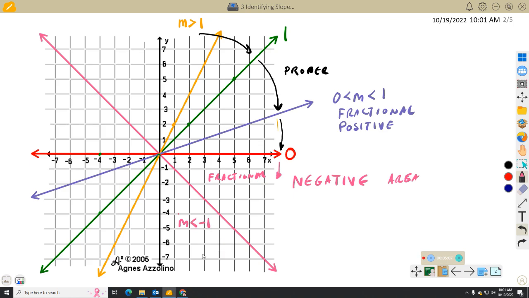Okay, so I just want you to be able to kind of look at some graphs real quick and see whether or not you can identify them as being slopes greater than 1, or if they're fractions between 0 and 1, and again, negative fractions and negative numbers that are less than -1. Okay, so that's it for now.